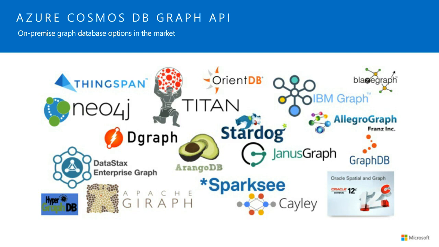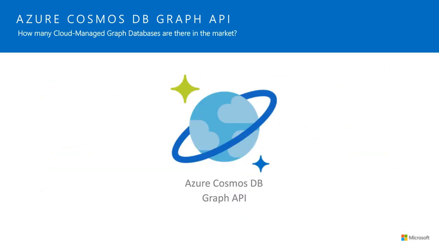This is the list of all the graph database options in the market that are on-premise. And the following is a list of all the graph database as a service options in the market. And Cosmos DB is the first graph database solution as a service that is in general availability today in the market.